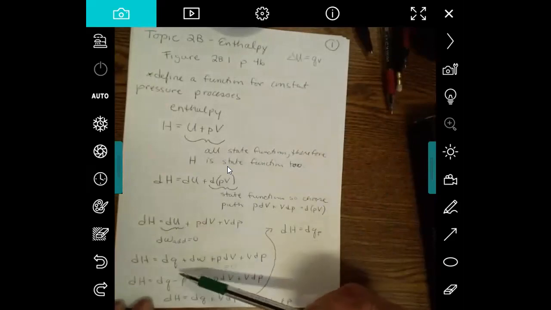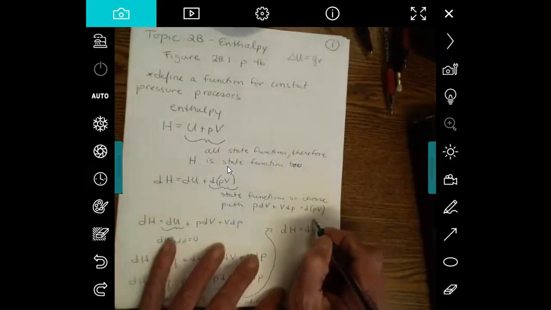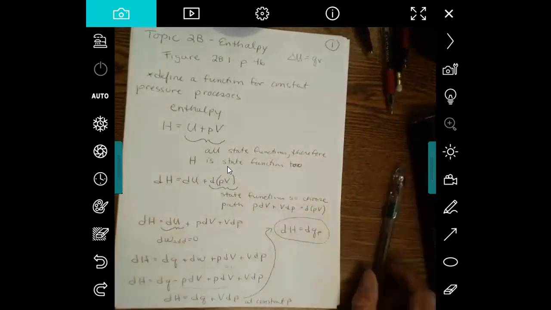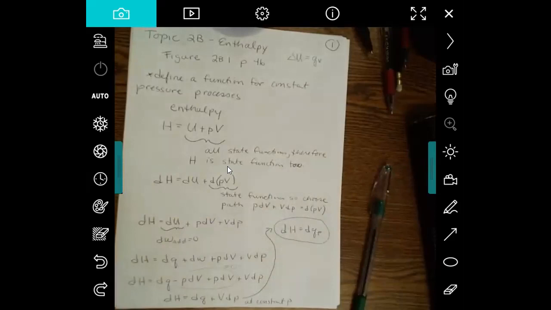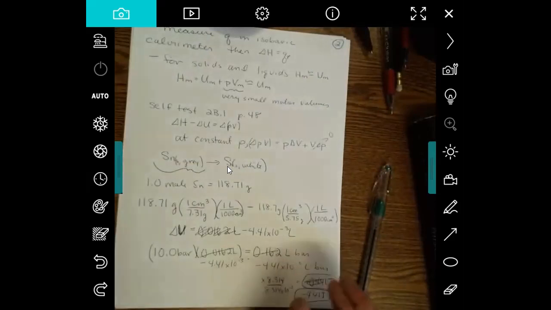Then we can write dU as dq plus dw, and we can write work as negative p dV. So we have dq plus, now work is negative p dV. But from our second term, we have positive p dV. So those two are going to cancel, and we get dH equals dq plus V dp. If we carry out a process where the external pressure is constant, then dH equals dq. So at constant pressure, our newly defined function enthalpy is equal to the heat transferred at constant pressure. That's going to be useful for us.